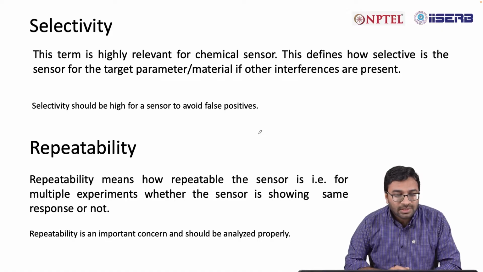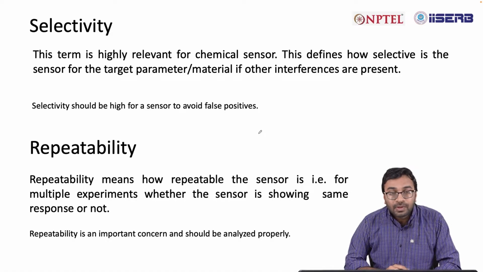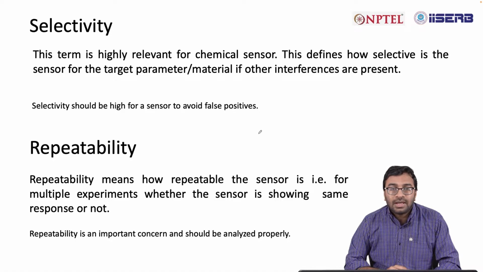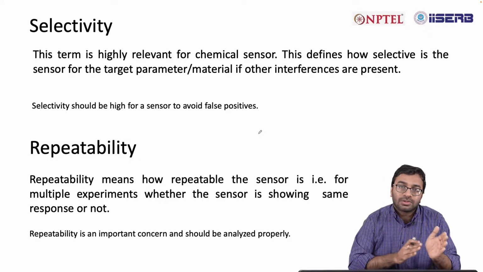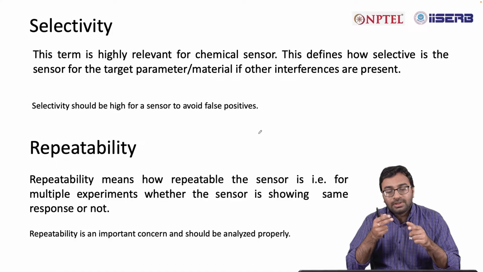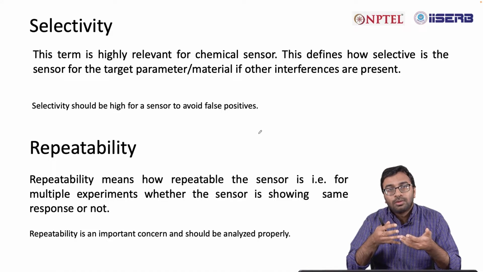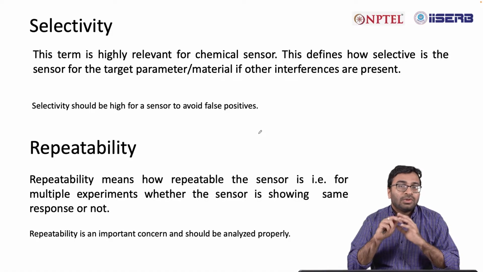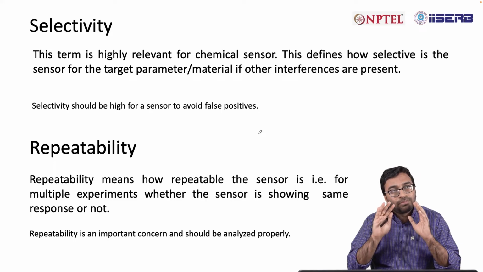So today we will discuss a term called selectivity. From the name itself, it is very clear. Selectivity is the property which shows how selective your sensor is towards the stimulus. What I mean by that is, this particular term is more applicable for chemical sensors and biosensors. For example, say you have developed a biosensor which detects, say, blood glucose or blood amylase.